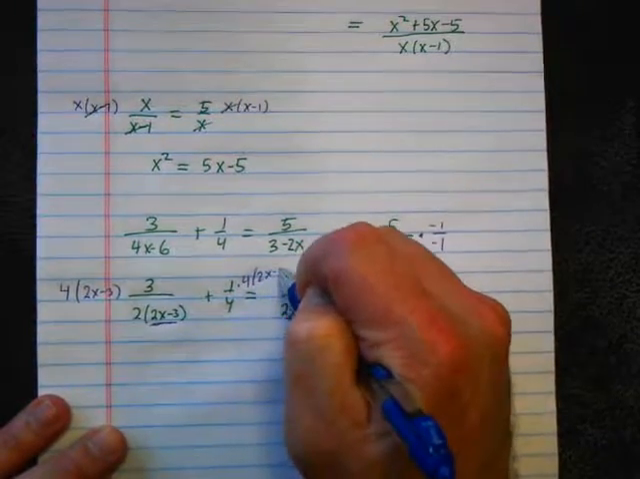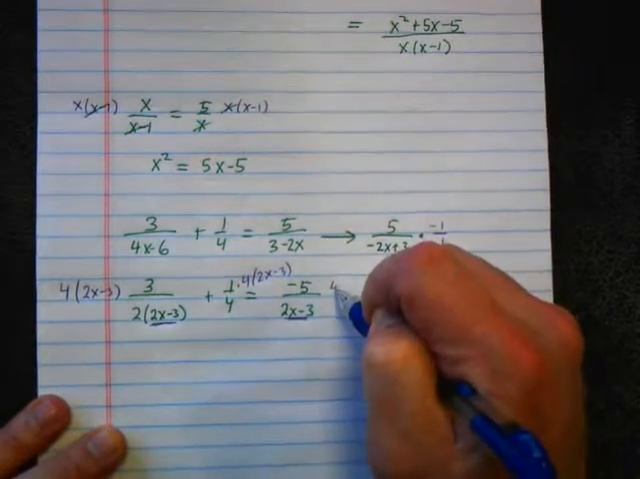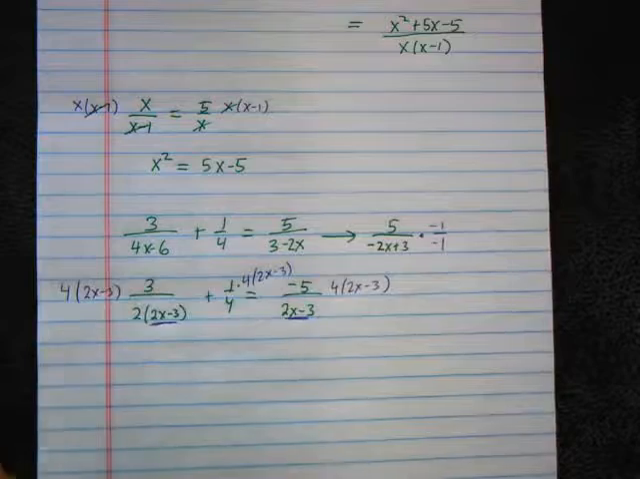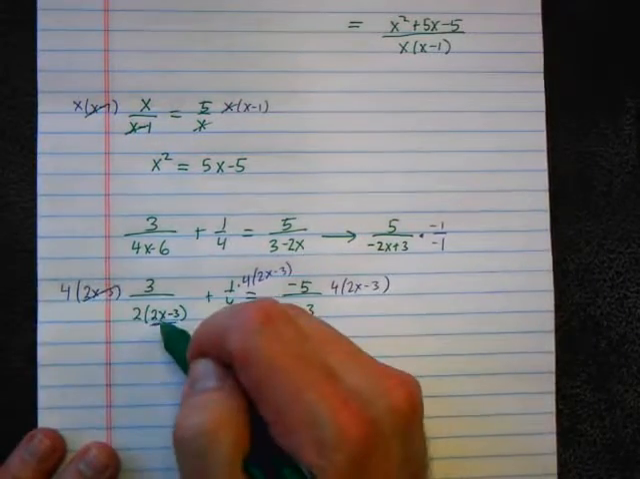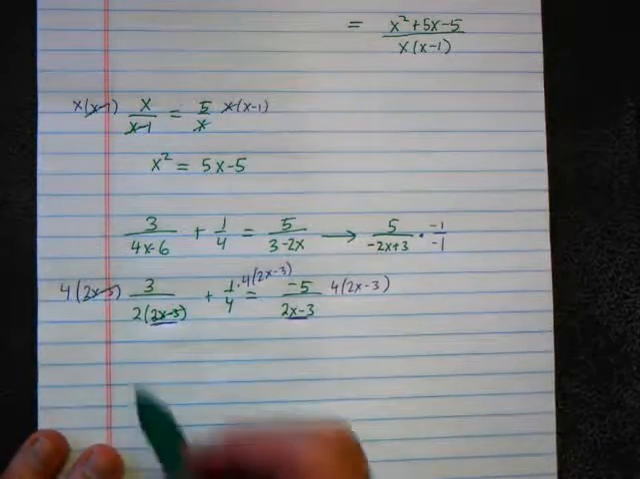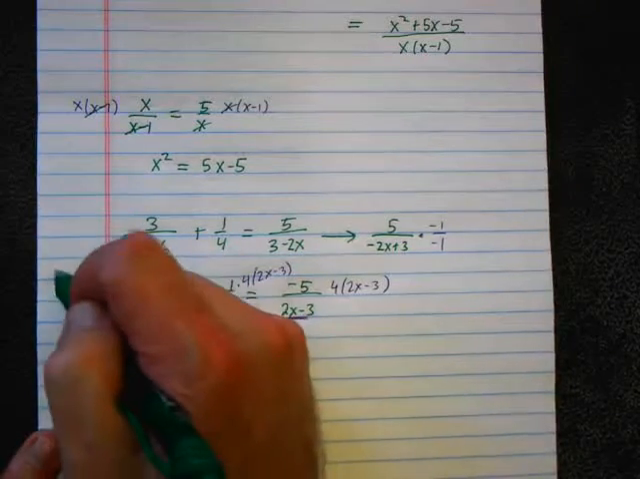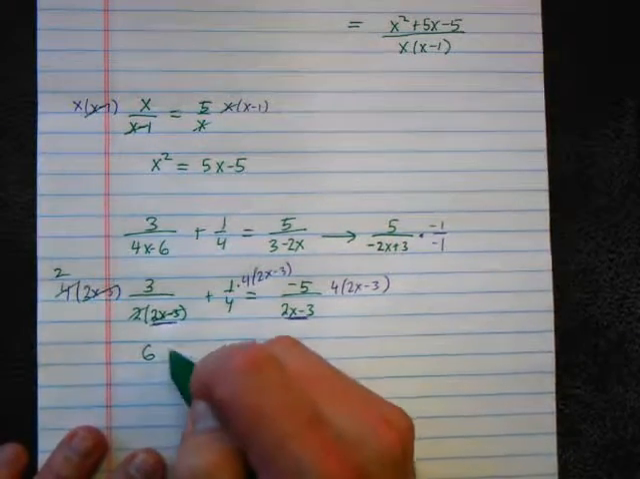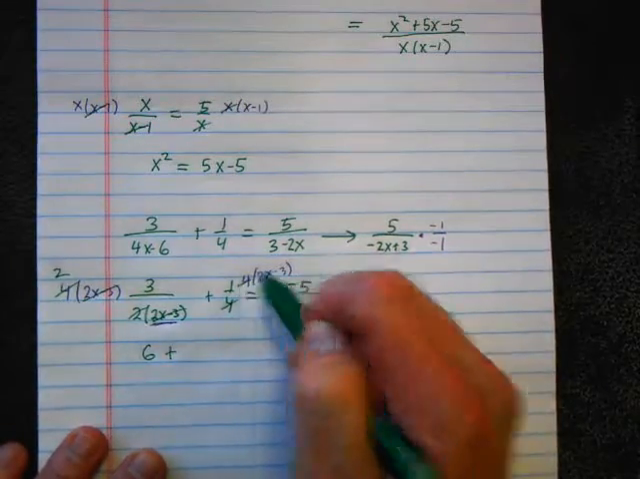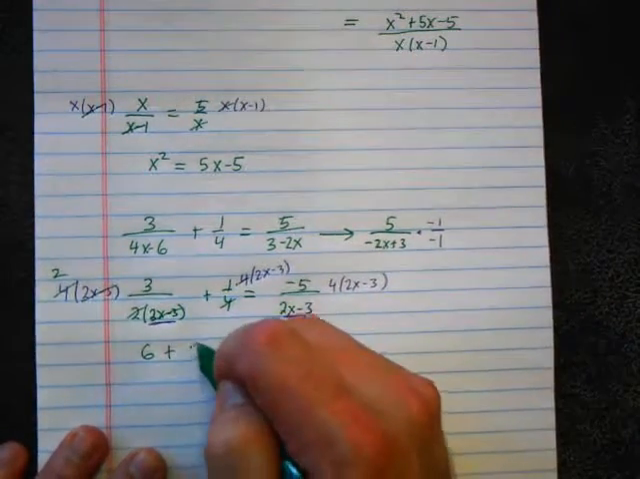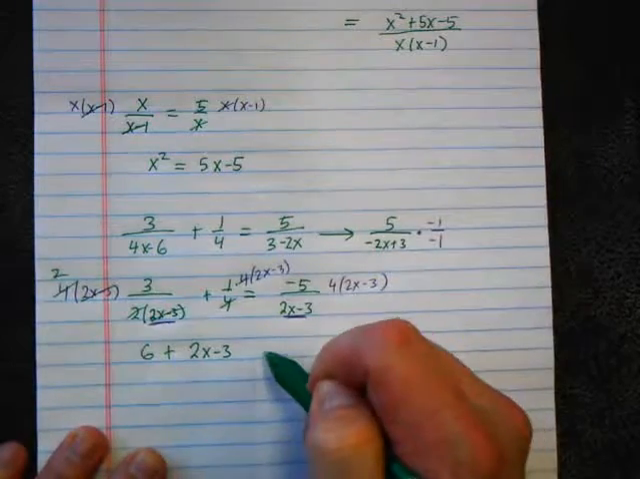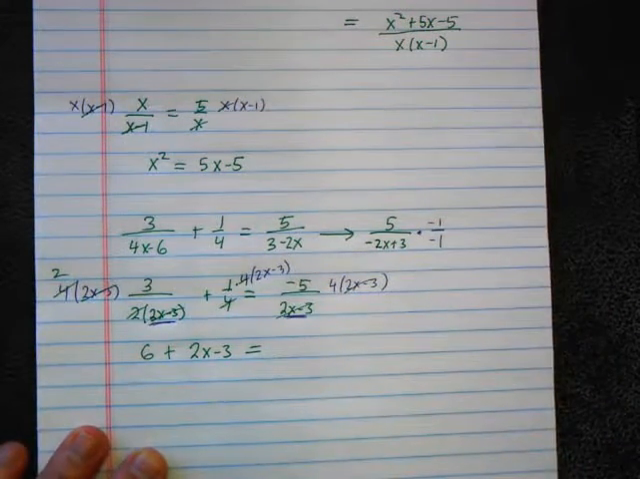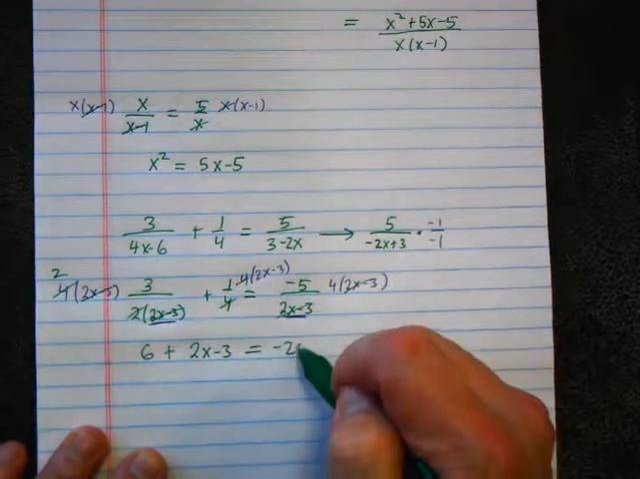4 times 2x minus 3, 4 times 2x minus 3. On this one, the 2x minus 3 reduces with the 2x minus 3. The 4 also reduces with the 2, leaving a 2 over. So that's a 6. Plus, the 4 reduces with the 4. 2x minus 3 equals... the 2x minus 3 goes with the 2x minus 3. So negative 20.